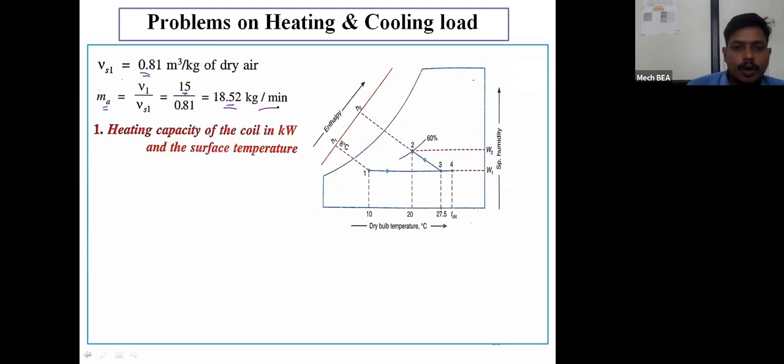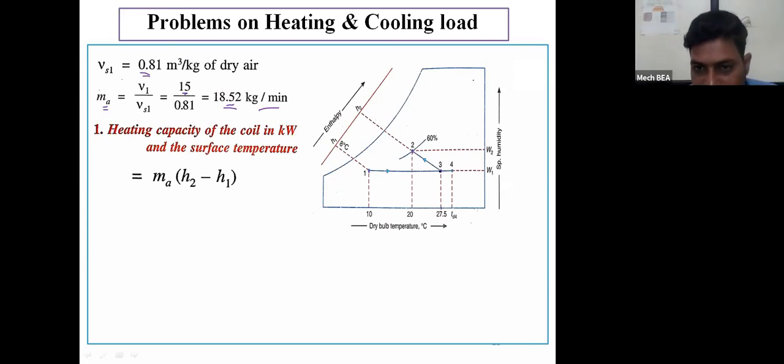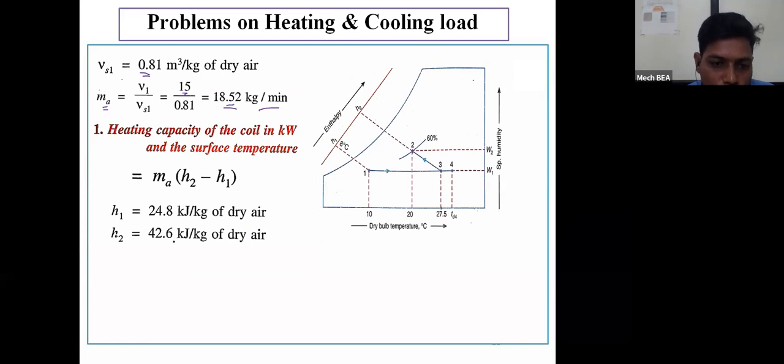After that, for finding out the capacity of coil in terms of kilowatt, I know the formula. Capacity of coil is given by the equation mass of air into H3 minus H1. Here you take H3, H3 means H2, which is equal to H2. The value of H2 that came is 42.6 and the value of H1 that came is 24.8 kilojoule per kg, and mass of air is 18.52 kg per minute.